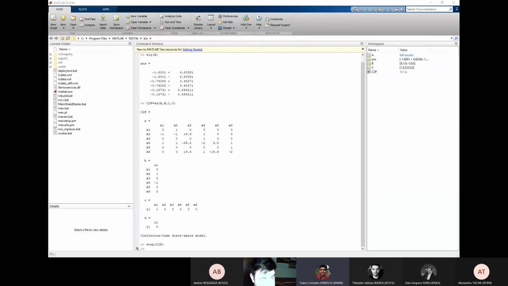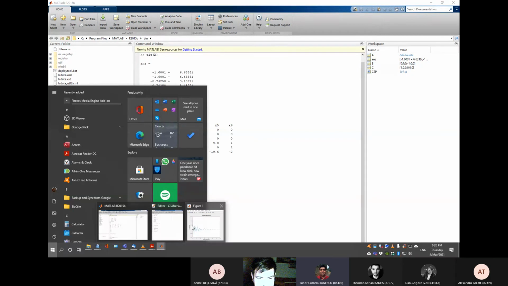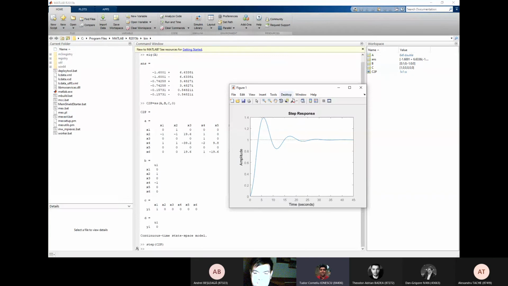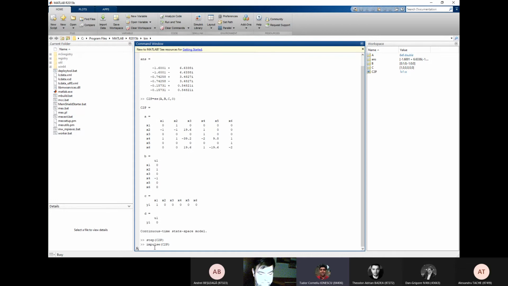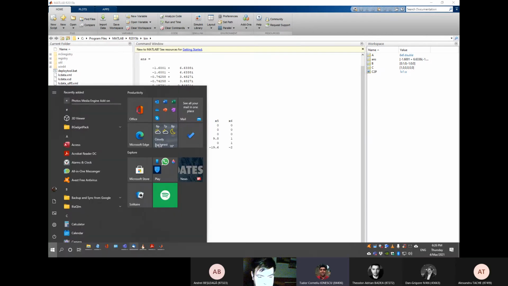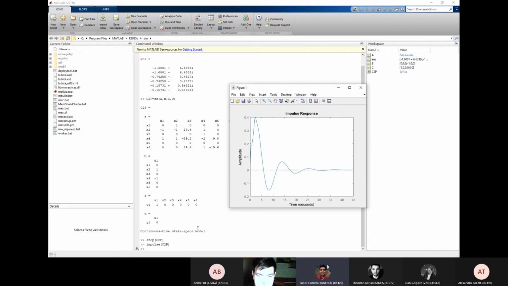And the result has been almost instantaneous. The picture has been almost instantaneous, and you can see this one. It stabilizes, okay? And also, if you plug in impulse, C2P, you can check. This is how it looks like. So it stabilizes as well. So the graph is nice.